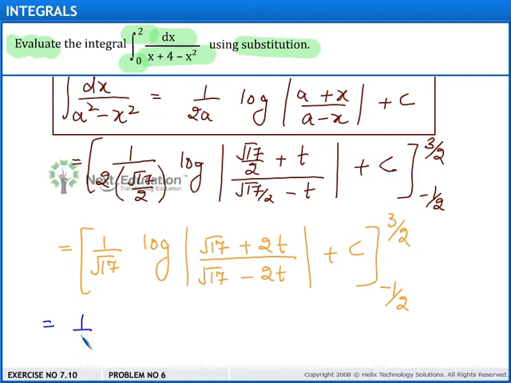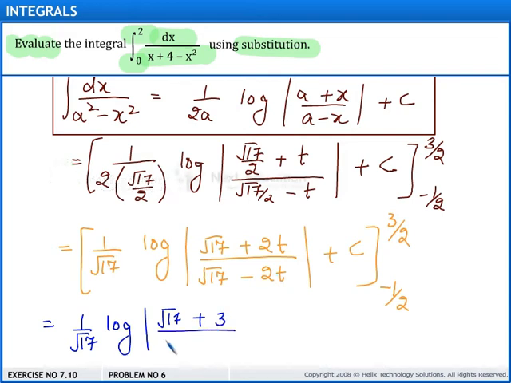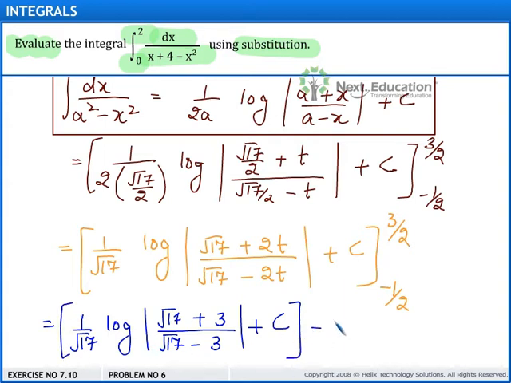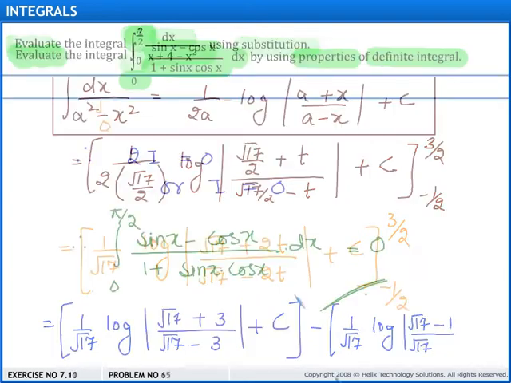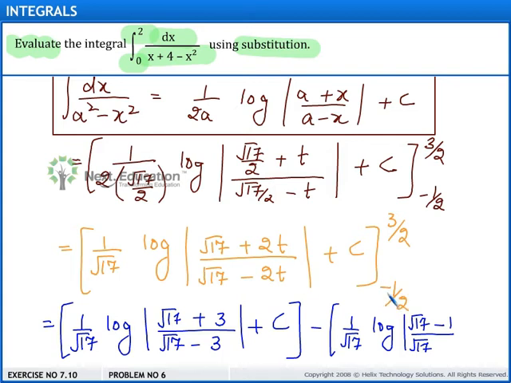This is further equal to 1 upon square root of 17 log mod of, first substituting 3 upon 2, so we have square root of 17 plus 2 into 3 upon 2 gives 3, divided by square root of 17 minus 2 into 3 upon 2 again gives 3, plus the constant, minus 1 upon square root of 17 log mod of square root of 17 plus 2 into, now replacing t by minus half, gives minus 1 divided by square root of 17. Now here we have minus 2 and multiplying it with minus half gives plus 1, plus the constant.